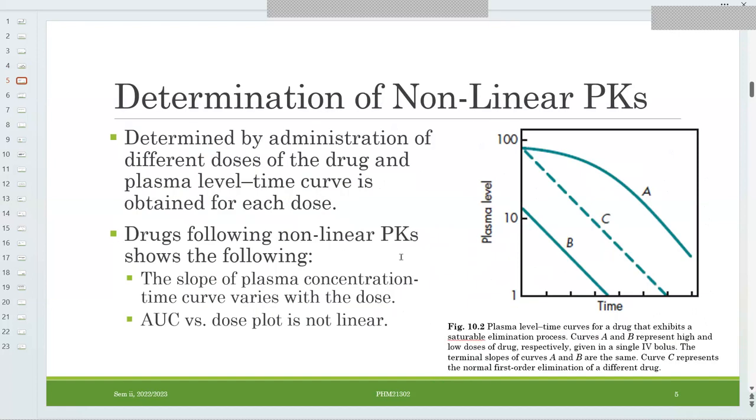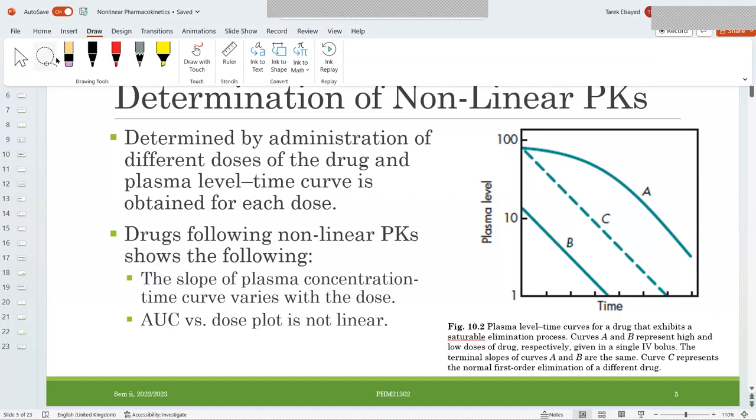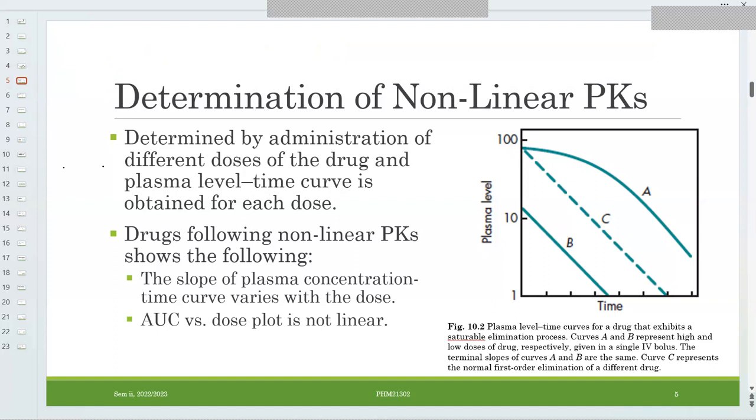So for our drug, how do we know if the drug is following linear or nonlinear pharmacokinetics? To know this, we have to give different doses, and then either we make a plot of dose versus concentration, or we monitor the trend of plasma concentration. So for example, like in this shape, it is determined by administration of different doses of the drug, and a plasma level-time curve is obtained for each dose.